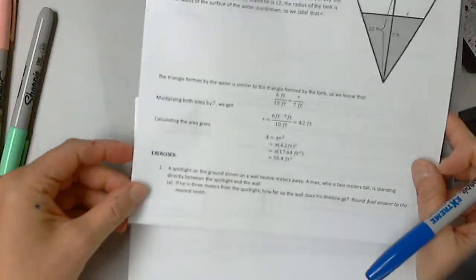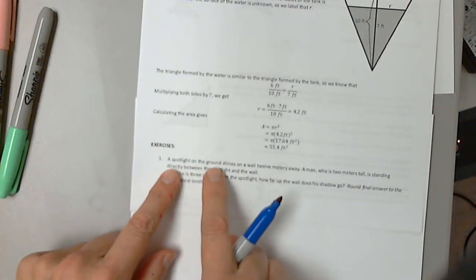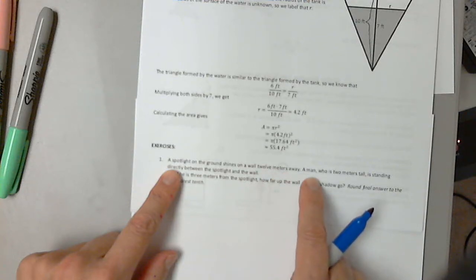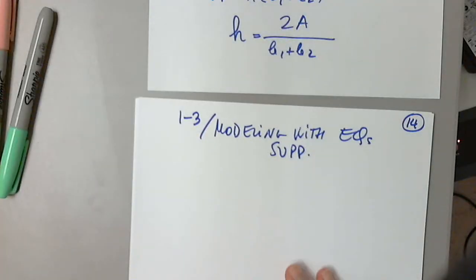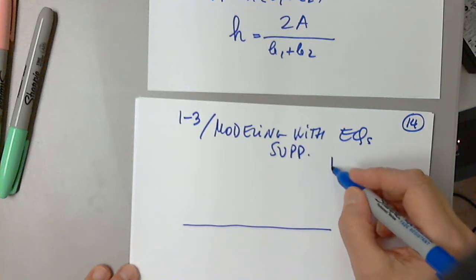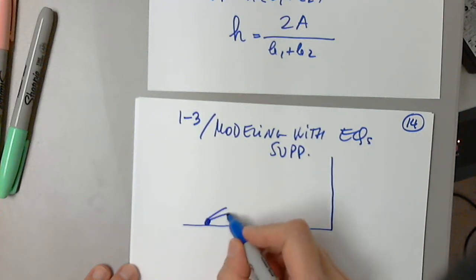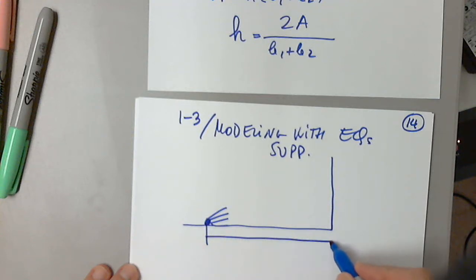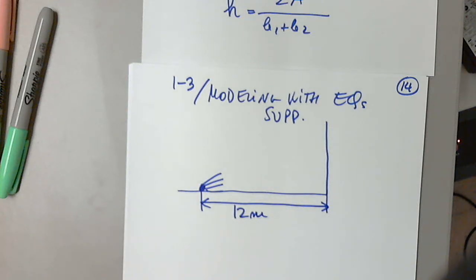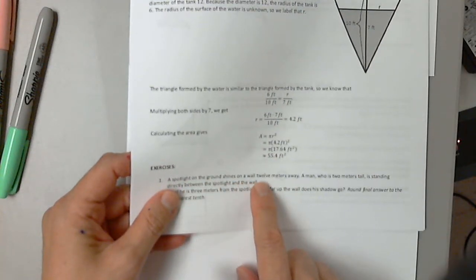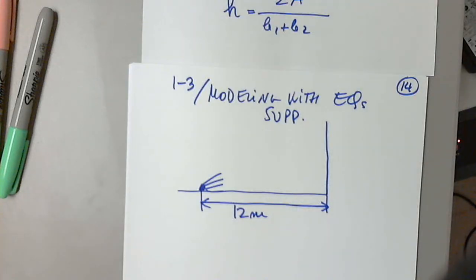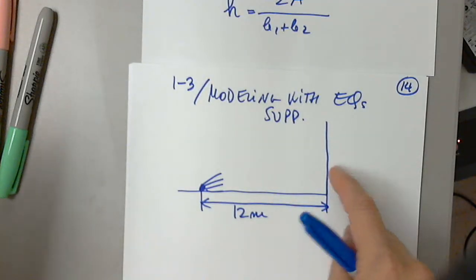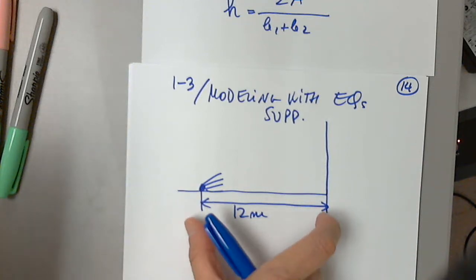Okay, so let's read the first problem. A spotlight on the ground shines on the wall 12 meters away. This is what I picture immediately after I read the first sentence. Here's the wall, here's the spotlight, and 12 meters.